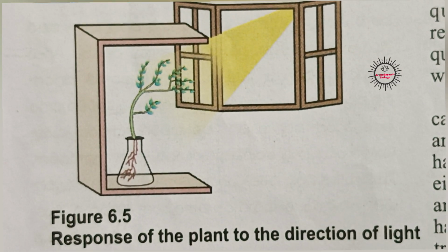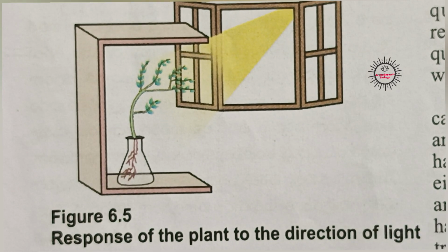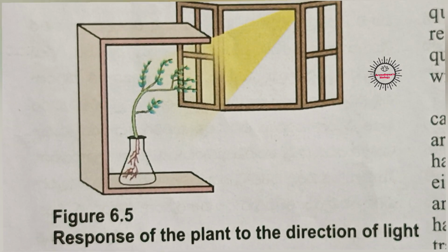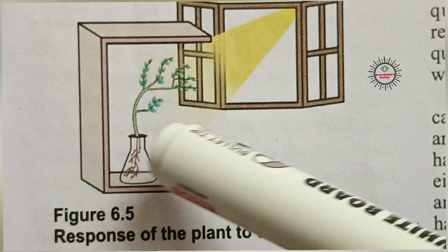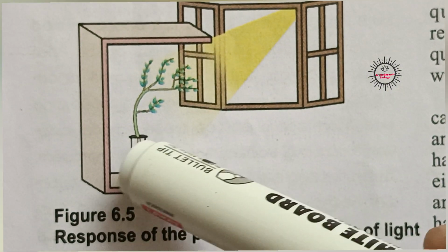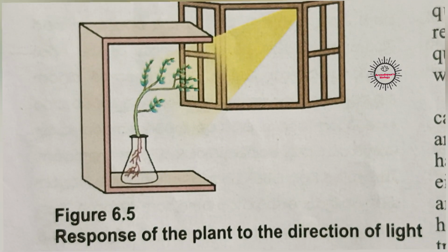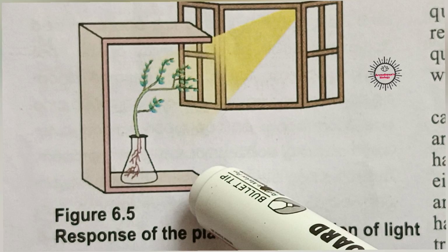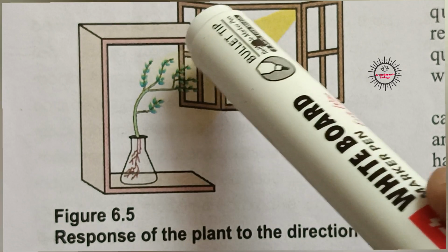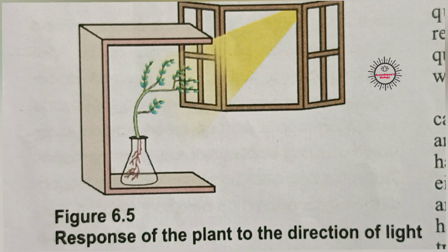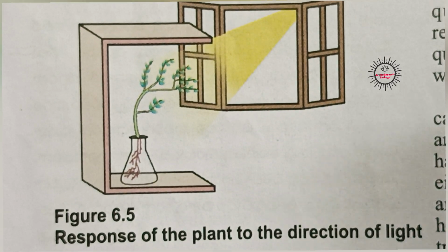Now we are going to observe the response or movement of the plant towards the direction of light. For this we have to do one experiment. We take a conical flask and fill it with water, put a plant into it, and cover its mouth with a wire mesh. Then take this conical flask into a cardboard box with one side removed. That means the cardboard must have only 3 sides, and one open side must be provided to the plant.